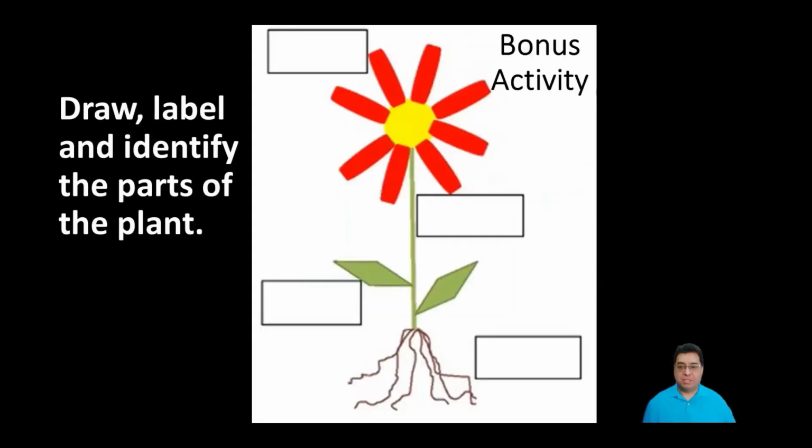So for the bonus activity, I just simply want you to draw, label, and identify the parts of the plant here, okay? So you can just draw any kind of plant. I'm just giving you this as an example for an idea, and just draw and just label the parts of the plant, and please identify them as well.